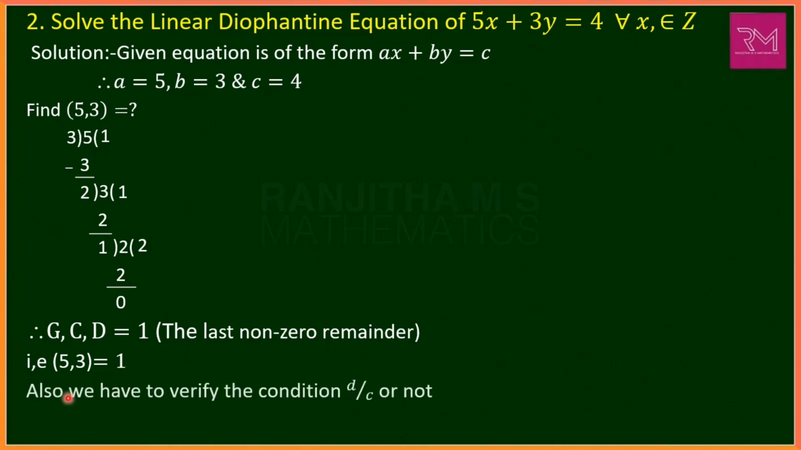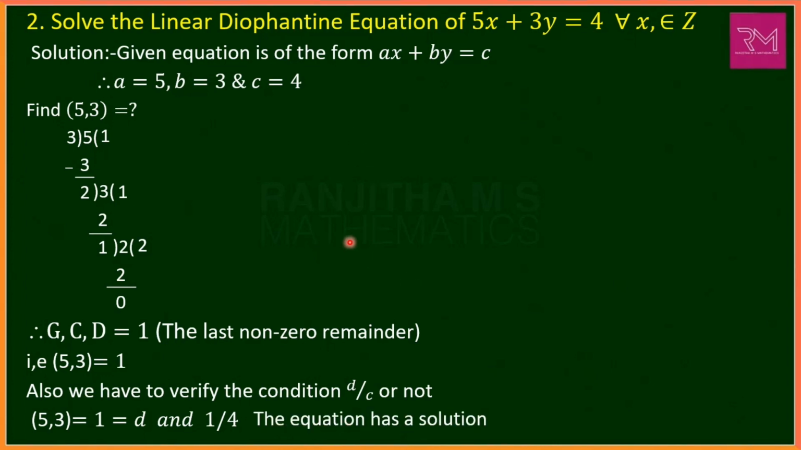Next we have to verify whether D divides C or not. Here the GCD of 5 and 3 is 1. So this is the value of D, and we have to verify that D divides C, where C is 4. So D divides C means 1 divides 4. We know that 1 divides 4. We can take this as 4 is equal to 1 into 4. So we can conclude that 1 divides 4. So this condition is verified. Therefore, the equation has a solution.